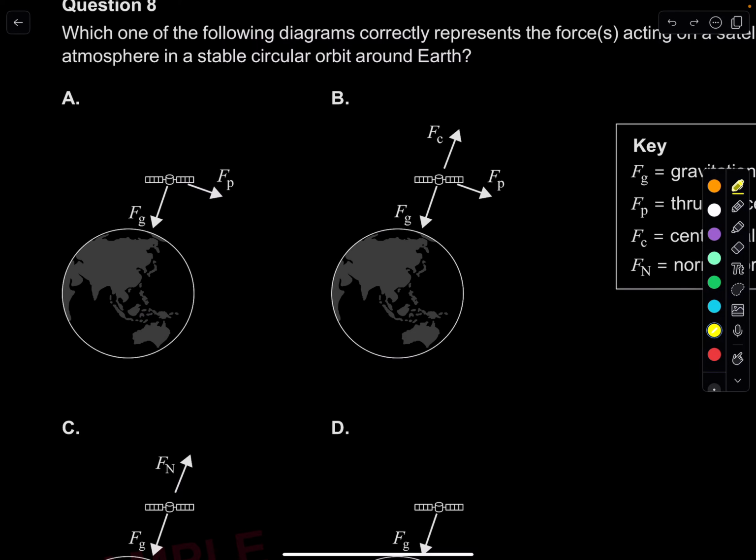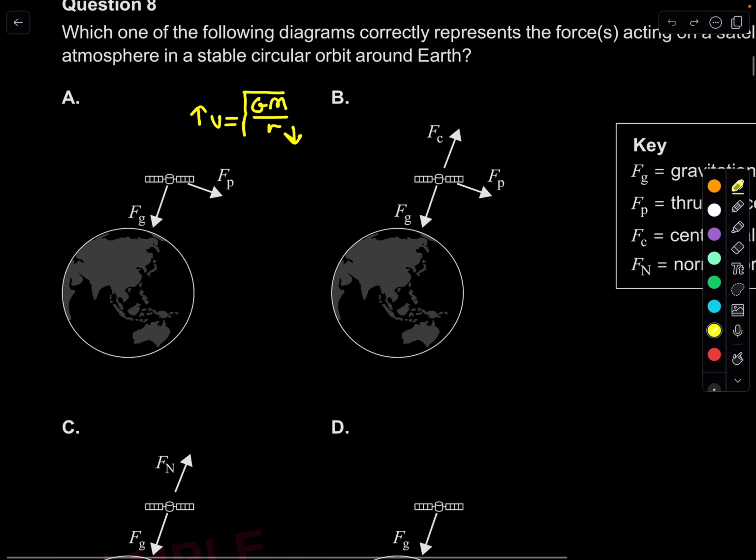Now, think about it. We know that velocity is the square root of GM over r. If you're increasing your velocity, you're decreasing your orbital radius. It's not going to be a stable orbit anymore. It's going to be a changing orbit. It's not stable anymore, so that's rubbish. If you have a thrust force pushing it, it's not a stable orbit.